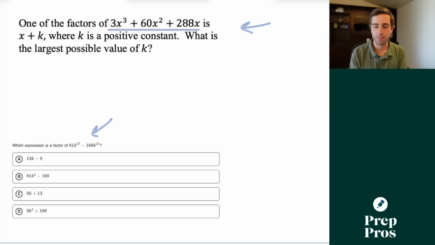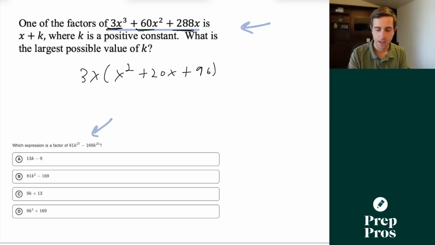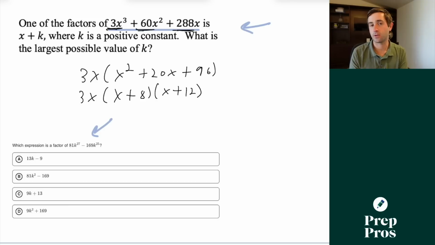We're going to go through the first one by hand to start with, though, because illustrating this concept by hand is going to be really important for understanding what's happening in Desmos. So here, if we're trying to factor this down, the first thing we could do is factor a 3x out of all of these terms. That would leave us with 3x times (x squared plus 20x plus 96). And then we could further factor this down to 3x times (x plus 8) times (x plus 12). If we're really comfortable with factoring, we can do this by hand, but this often feels really difficult for students to do on the test. And since we're told one of the factors is x plus k, and we're looking for the largest possible value of k, that would tell us that 12 is going to be k.